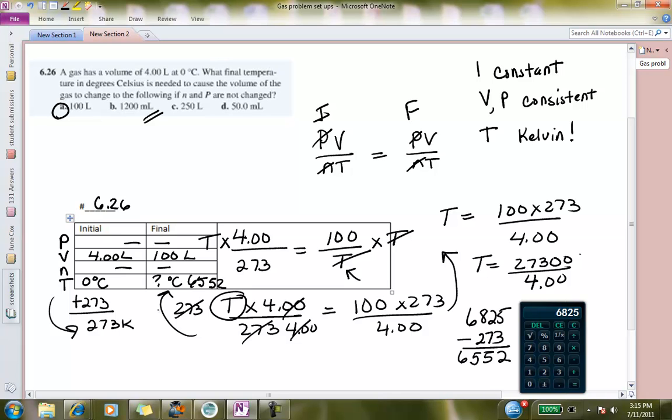This is the type of problem that you can work out. Sometimes you actually have an additional P could have changed or N could have changed, but at least one of those needs to remain constant.